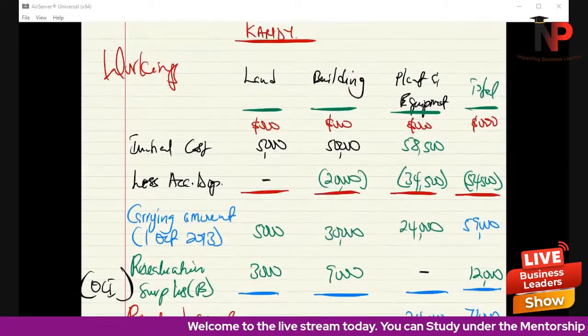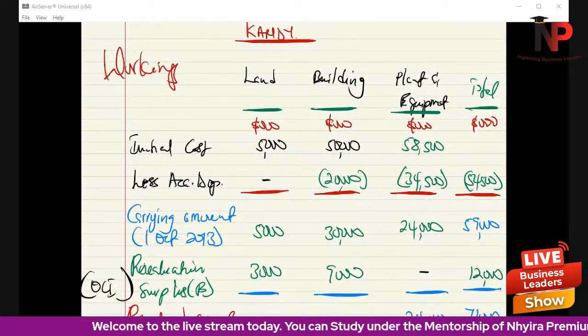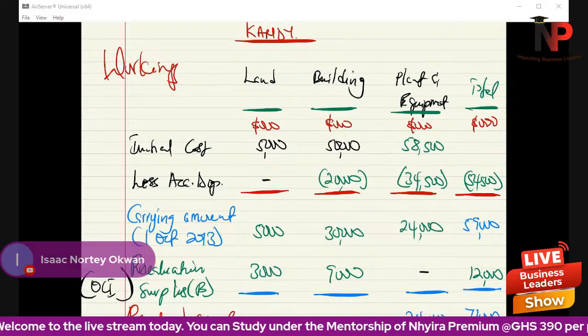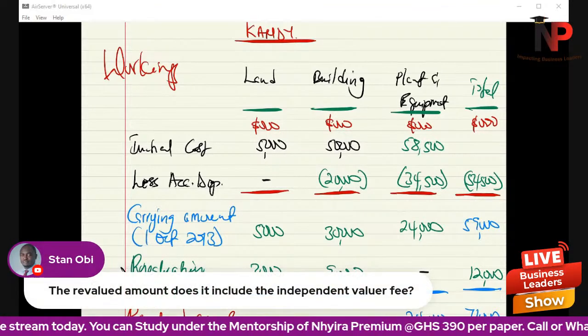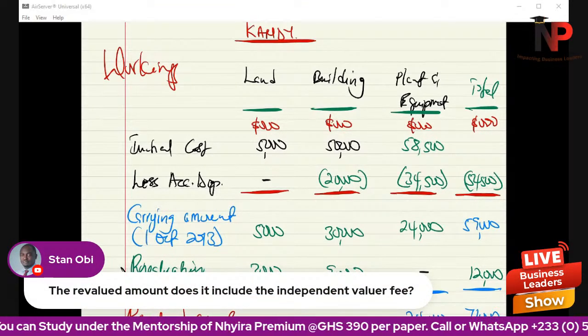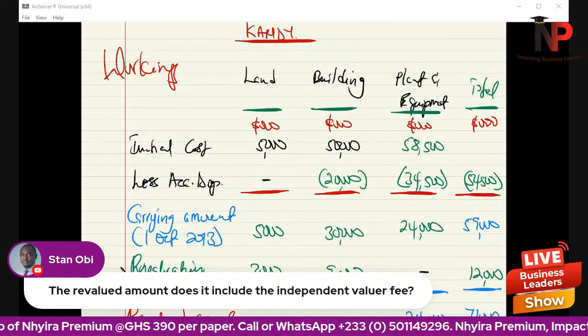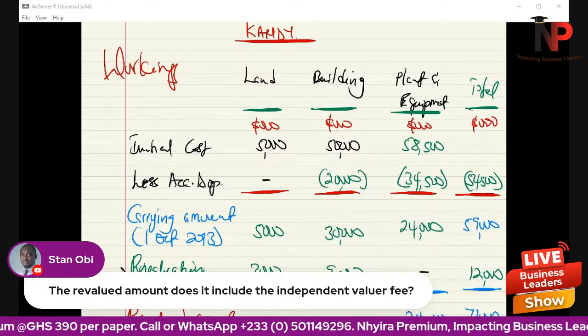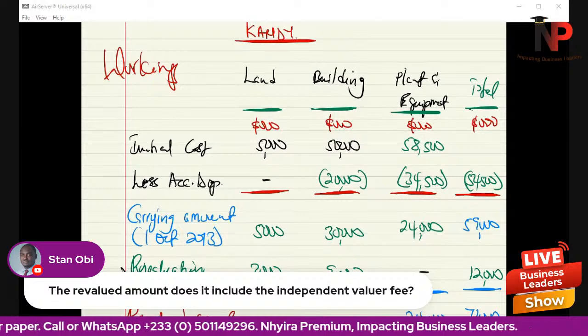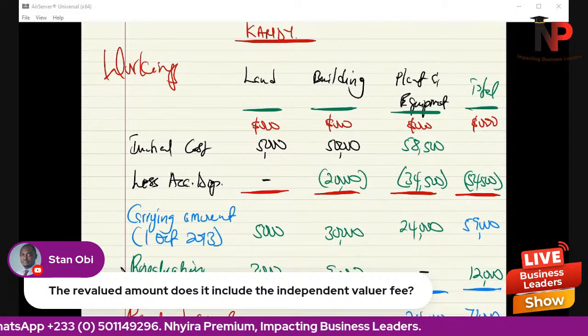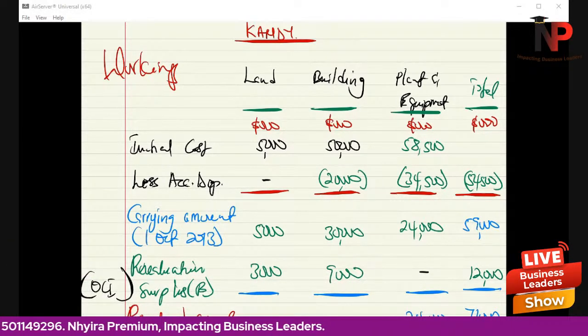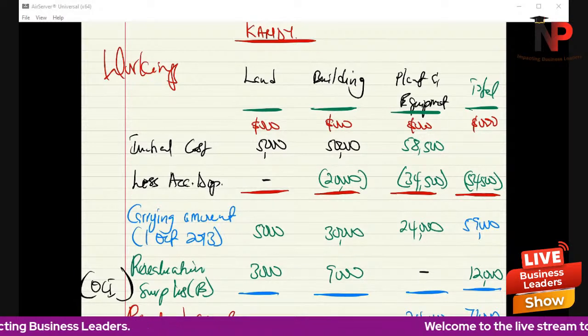I see some questions coming in. Let's see if I can take it out. Obi asked, does the revalued amount include the independent valuer's fee? No, usually that is treated as an expense in the profit or loss account.